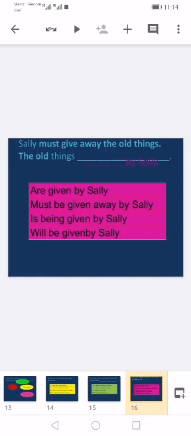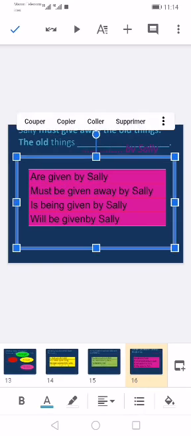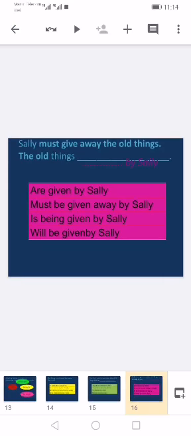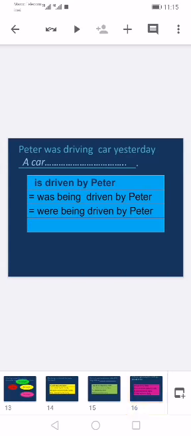In this one, Sally must give away all the things. All the things is the object, and the main important element in this sentence is must. It's a modal. Must. So when we have must, we deal with it just like will. It's a modal. So must plus be plus pp. So all things are given, must be given, is being, or will be given by Sally. So the correct answer is number 2, must be given by Sally.